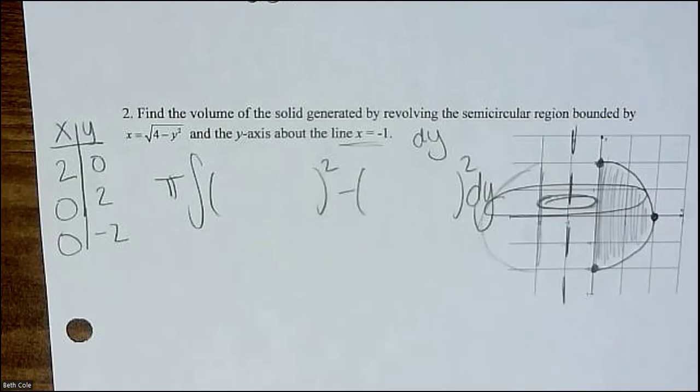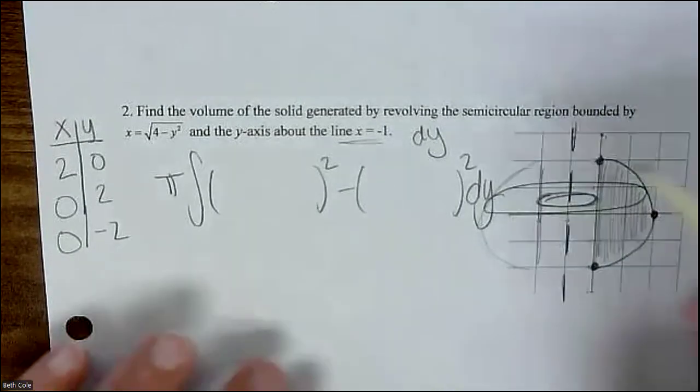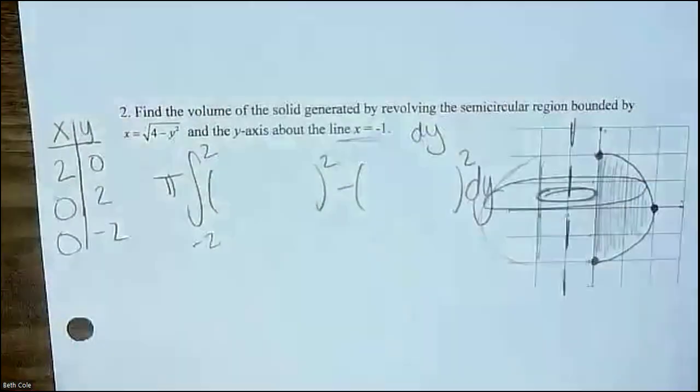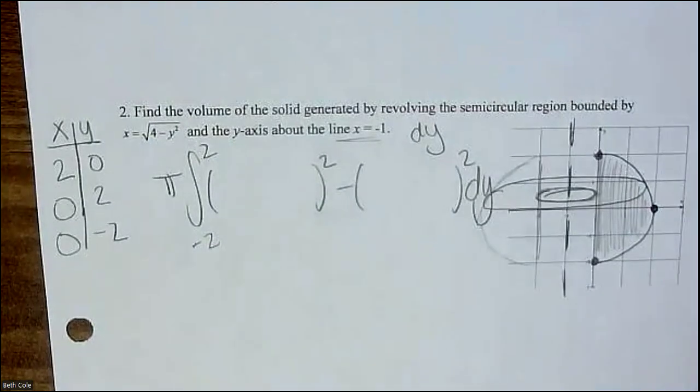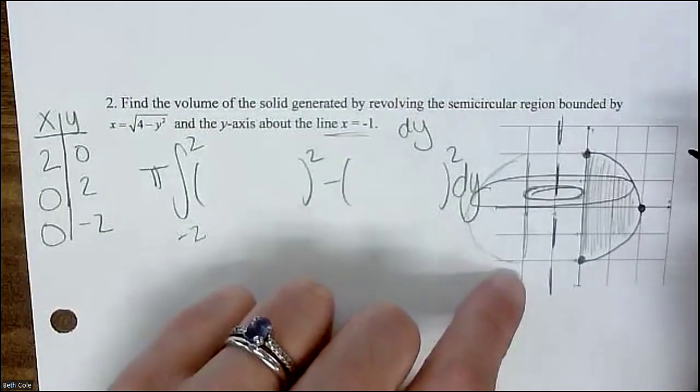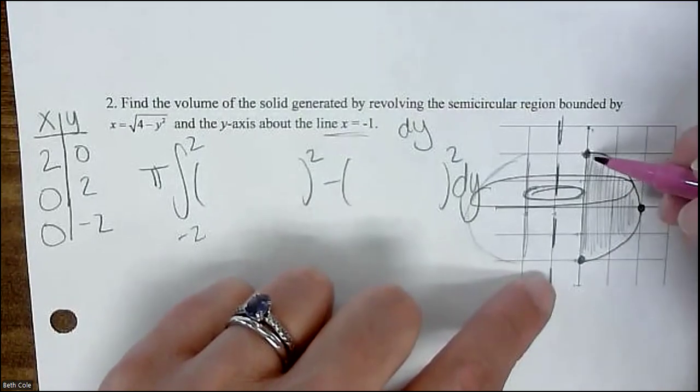Your boundaries need to be y values. So look at your y-axis. That would be where to where? Yep, -2 to 2. And then I'll need you to watch me point to this. It's going to be right minus left. So all the way to the edge.